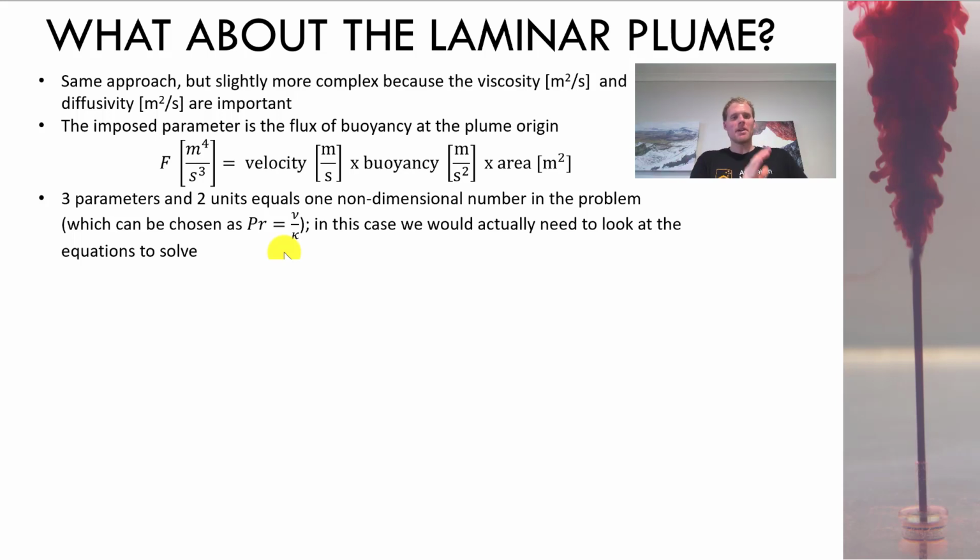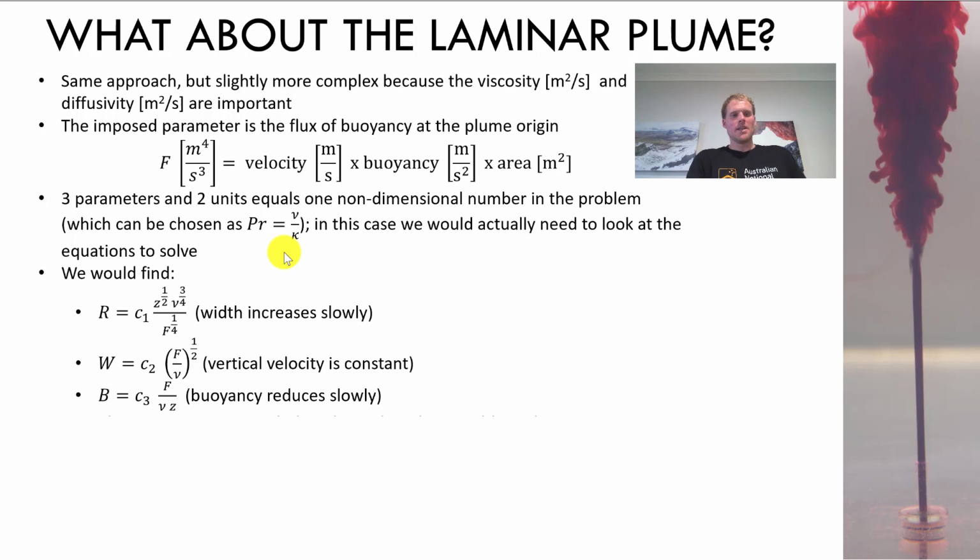I'm not going to do that here, but if you go and look at them, what you'll find is you'll get the radius going like this, which means that the width of the laminar plume increases more slowly than the turbulent plume. And you can see that very clearly in the experiment. The vertical velocity, in fact, doesn't depend on height at all. So vertical velocity is constant in this laminar plume. And then remember, it slows down quite a lot when you reach the turbulent plume.